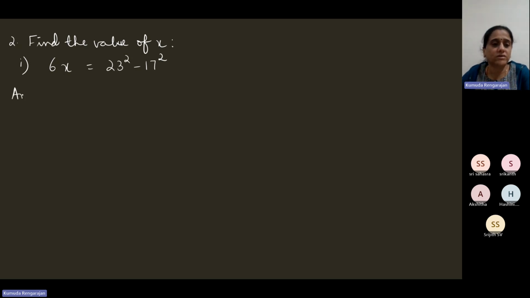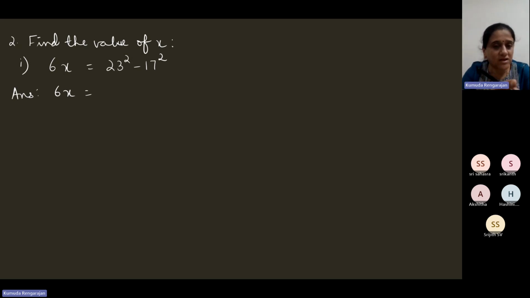So how do we work this? 6x is equal to a square. You're not supposed to find 23 into 23. You should not find. Stop. Listen to me. 23 into 23 you should not find. This is of the form a squared minus b squared. So what's the answer? A plus b into a minus b.